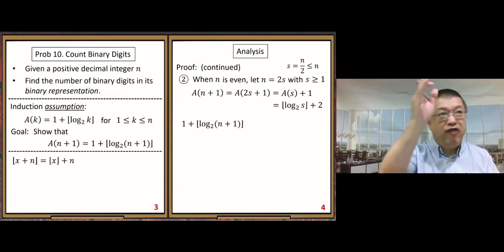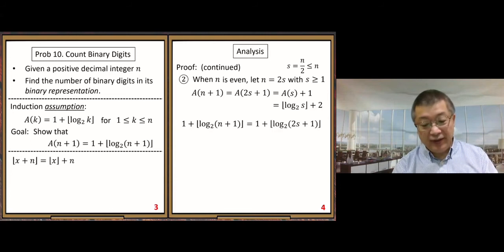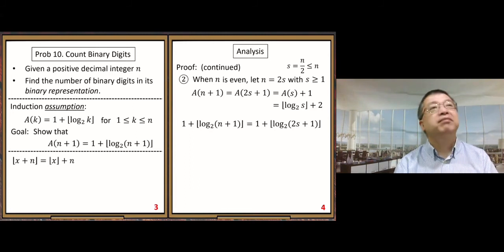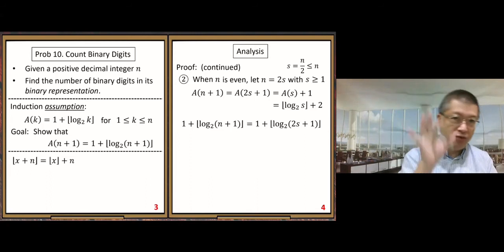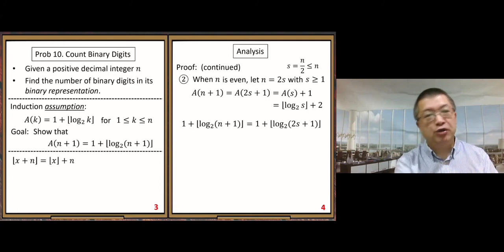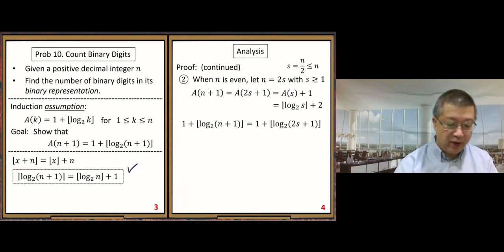Now finally the right-hand side. First, 2s plus 1 inside the parentheses of the log base 2. This time, this is the hardest step of this whole proof. Why is it the hardest? Because we need to use a special formula. The formula is this. Look at this formula.